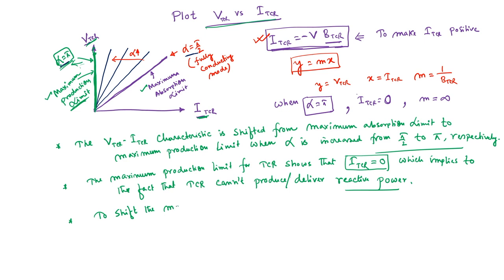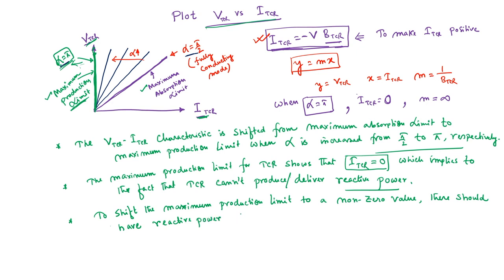So, therefore, I should write: to shift the maximum production limit to a non-zero value, there should be a reactive power generating source, or reactive power producer, for example, capacitor.